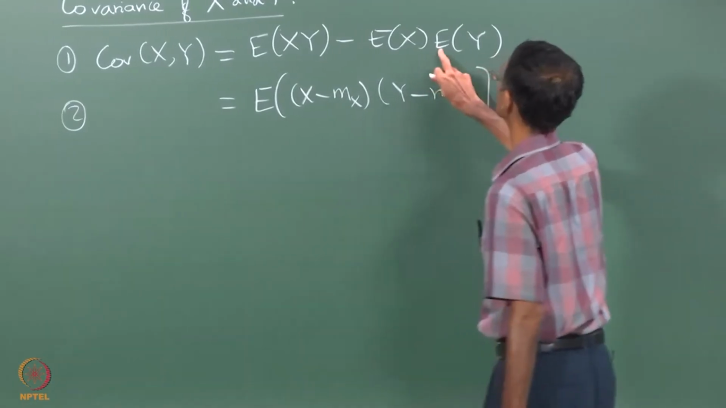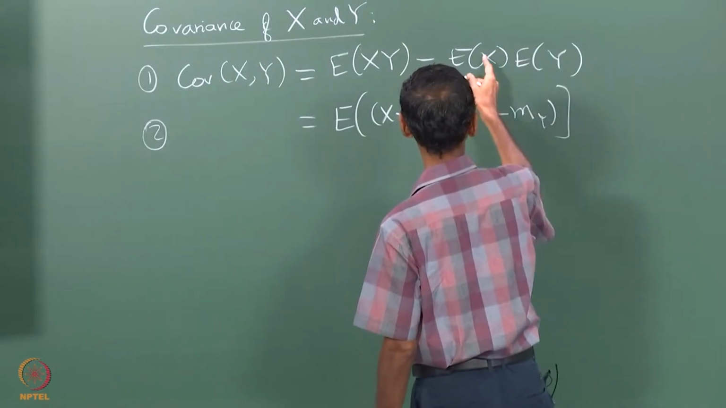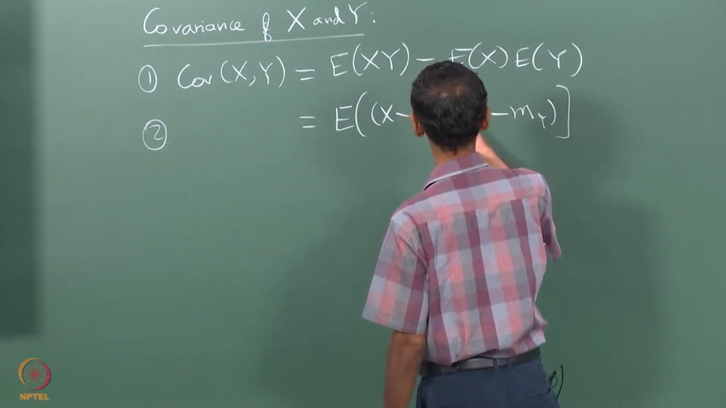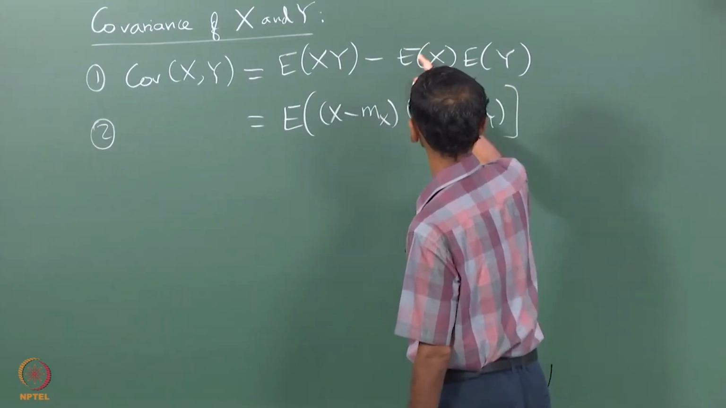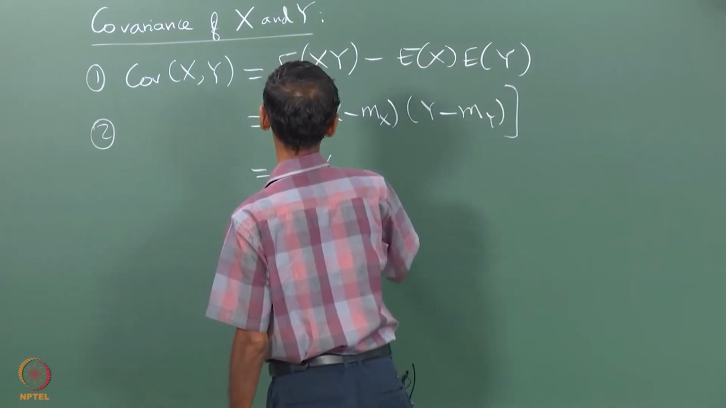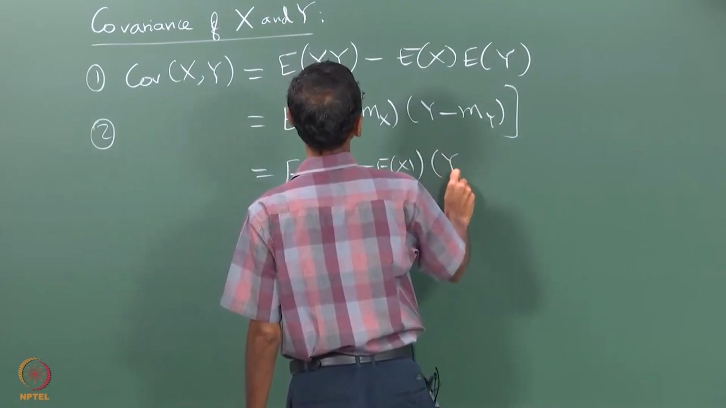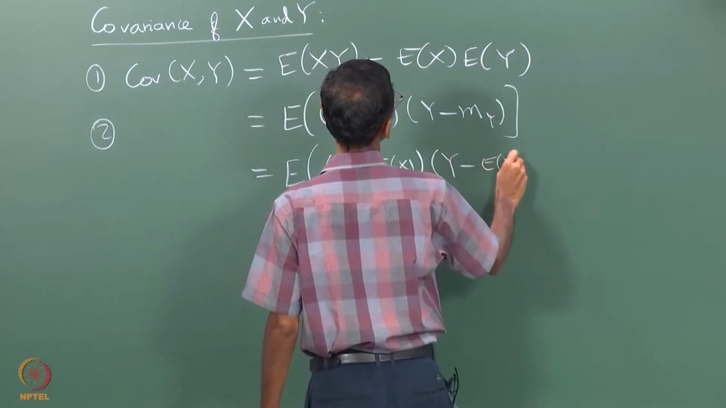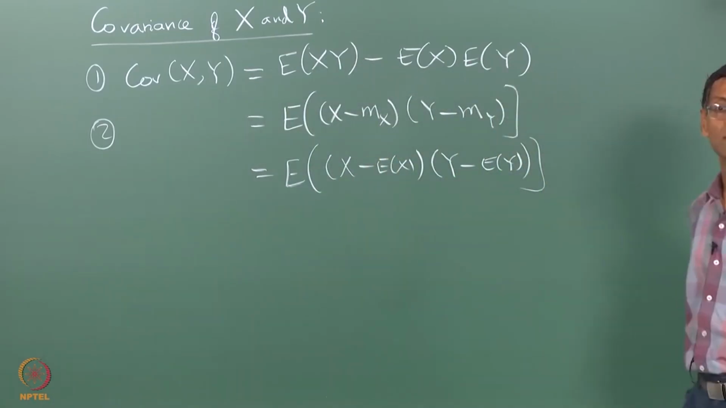So I guess this is more confusing than it needs to be, because this is mx and this is my. Okay, or maybe I'll write it one more time, without erasing anything.